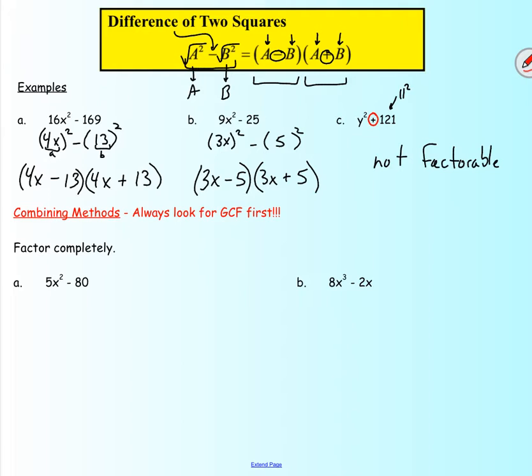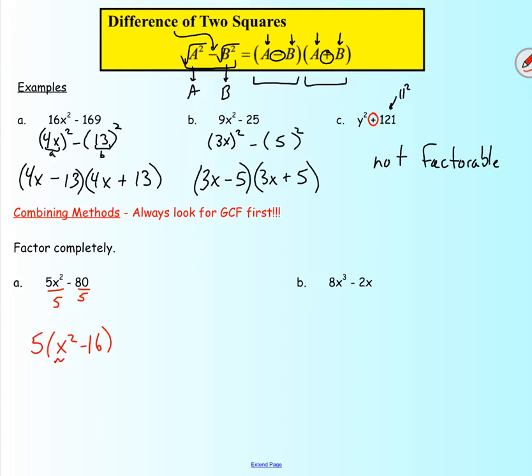Now let's combine a couple methods. Just because you have a difference of two squares doesn't mean we don't have, say, a GCF before we get to that spot. Always look for a GCF first. No matter what factoring you're doing, when you get to an expression, always look for a GCF and try to factor that out first. So in A here, I notice I can divide both of these by a 5. So before I go ahead and check for anything else, I want to make sure I do a GCF here. If you factor a 5 out, you get x squared minus 16.